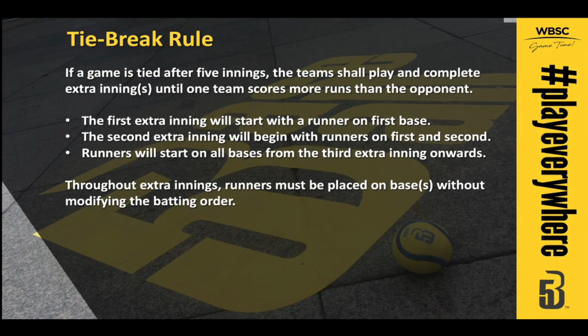The tiebreak rule states that if a game is tied after 5 innings, the teams will play and complete extra innings until one team has scored more runs than their opponent at the end of the extra inning. In the first extra inning, both teams will start with a runner on first base. In the second extra inning, both teams will begin with runners on first and second. Runners will start on all bases. It'll be a bases loaded situation from the 3rd extra inning onwards. And runners must be placed on base without modifying the batting order. So that'll be easy to keep track of as you get deep into a game.